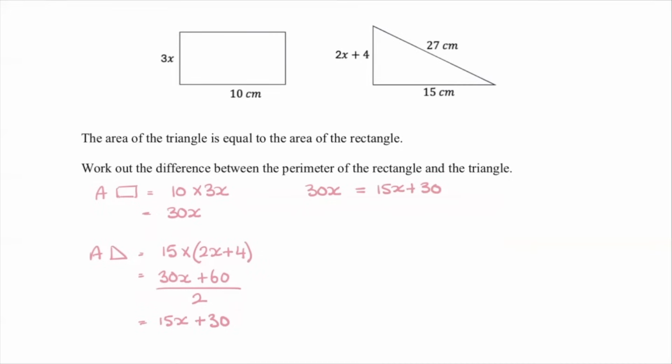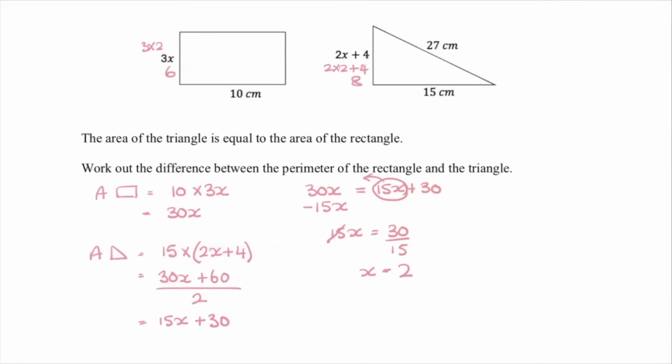Bring the x's together by moving the smaller set of x's. So I'm going to hop that over. It's going to land as negative 15x. And now I've got 15x equals 30. Divide through by your 15, and you've got x equals 2. Now I'm going to substitute that 2 into the algebra on these edges so that I can work them out. So 3 times 2 means that this edge is 6. And 2 times 2 plus 4 means this edge is 8.